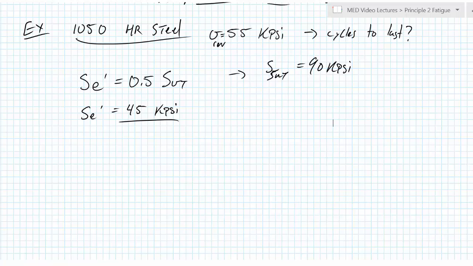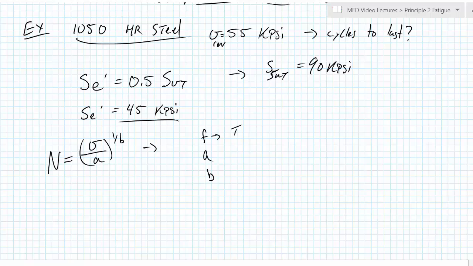So we can look at figure 6-18 to find F. So our goal here is how many cycles is this thing going to last? So we want this formulation where N equals the stress we put the thing under over A, raised to the 1 over B, with our A's and B's equal to what they were before. And in order to do that, we need to know F, A, and B.